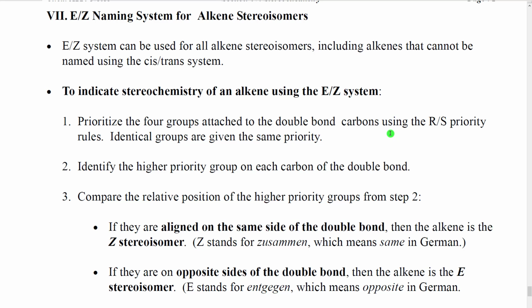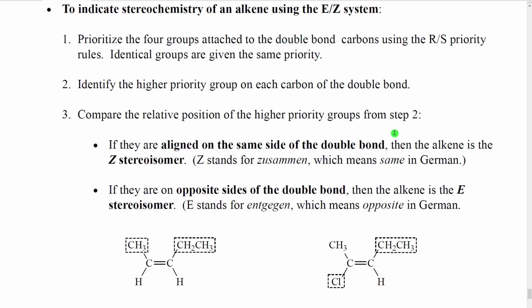So therefore, the same scientists who invented the RS naming system also extended it to what is called the EZ system for naming alkene stereoisomers. The advantage of the EZ system is that it works for all alkene stereoisomers. To indicate the stereochemistry of an alkene using the EZ system, we actually prioritize the groups on the double bond using the same RS priority rules as used for chirality centers.